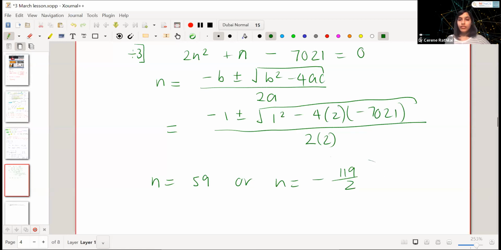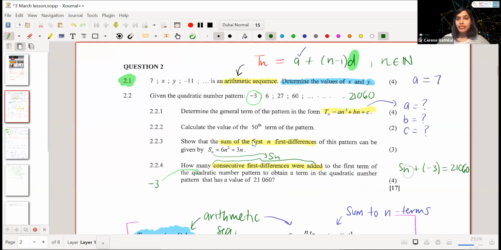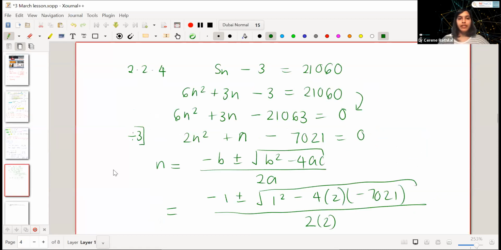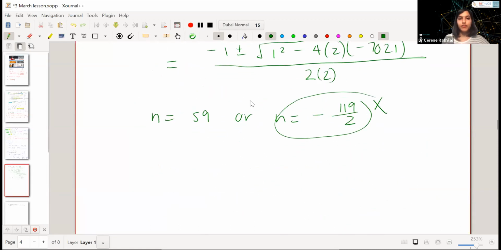Okay, and of course, this one is not allowed, right? Because we cannot allow a negative value to represent the n. We saw at the beginning, when I did some explanations, that the n is a natural number. We are only going to consider the non-negative integers. So therefore, n equals 59 is the value that we are looking for. And so n is the number of consecutive values that will be added in the Sn.